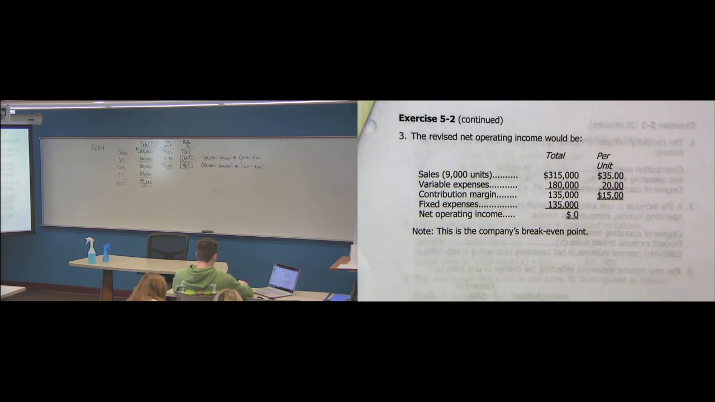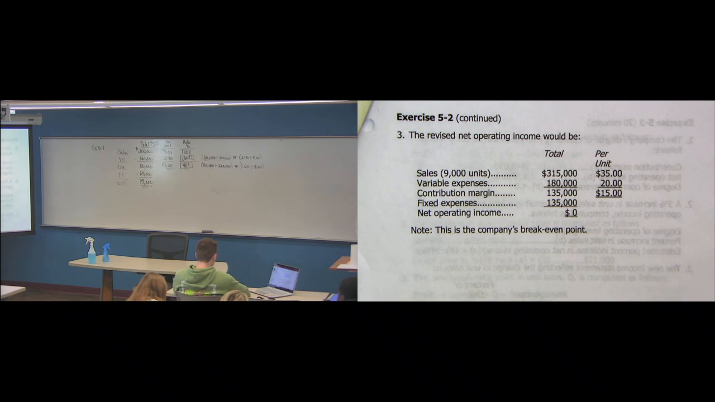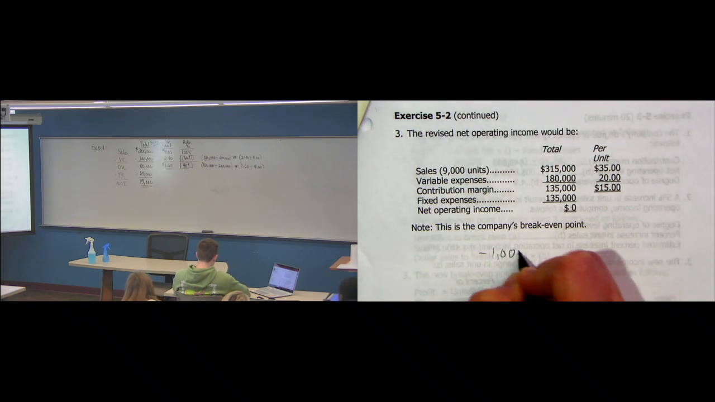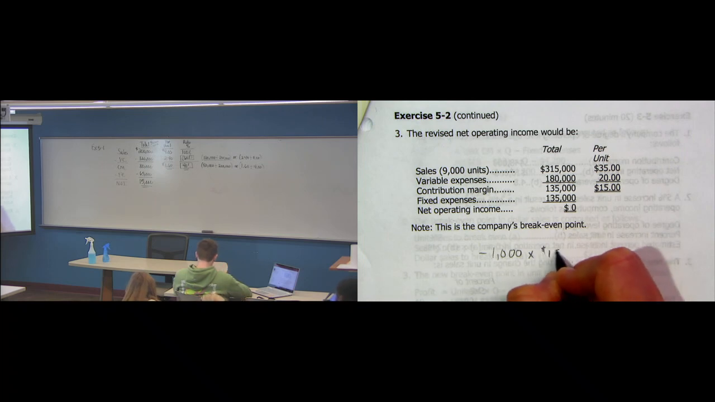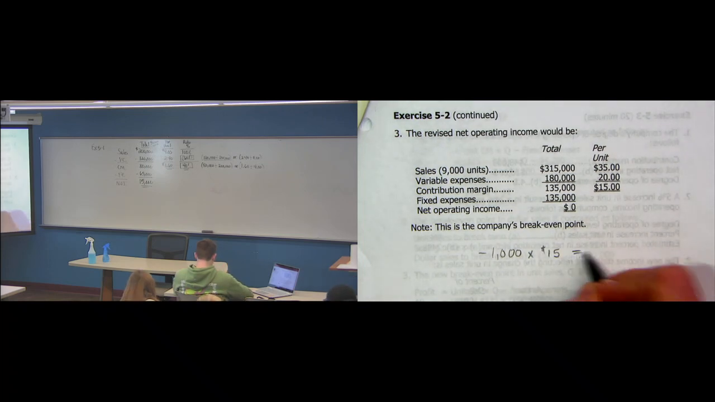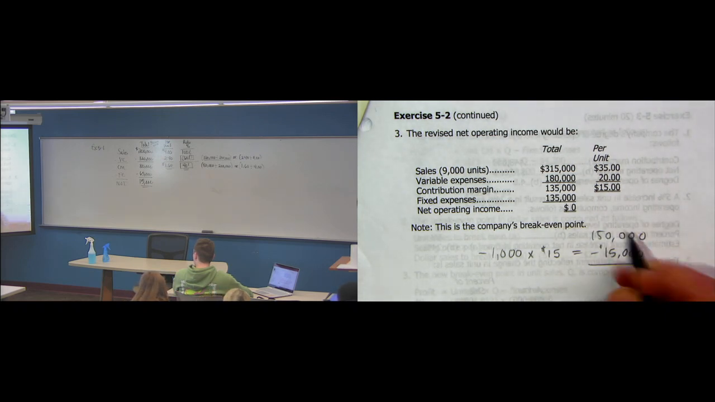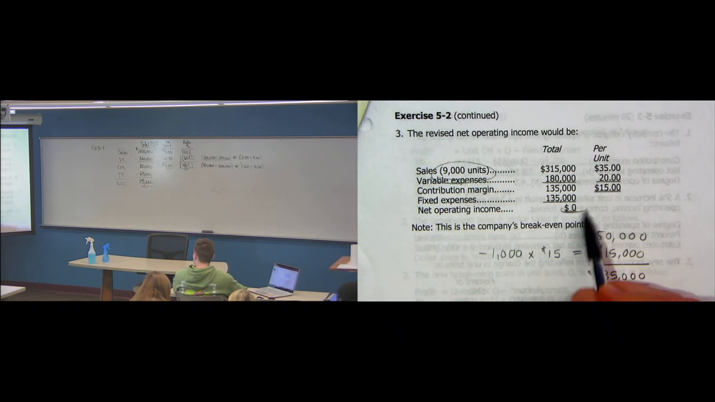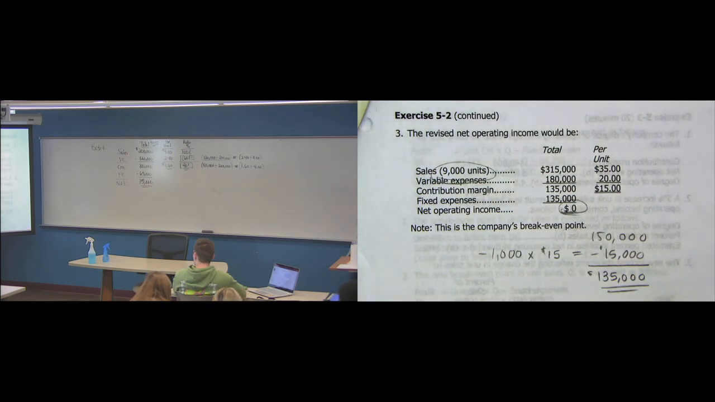So you could have done it with the shortcut. I don't know why the shortcut's not on here. This one, it's just not. So you got 1,000 units less, right? Times $15 is minus 15,000. And so you started off with 150,000 of income minus 15, you're down to 135. So this is what we refer to as our break even. So the company needs to sell 9,000 units to break even. Break even means no income or loss, right?